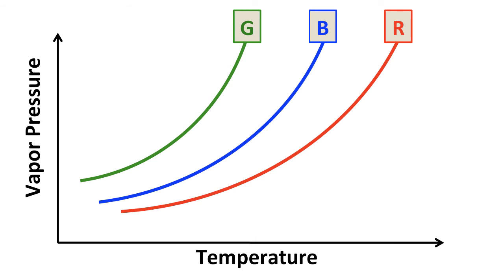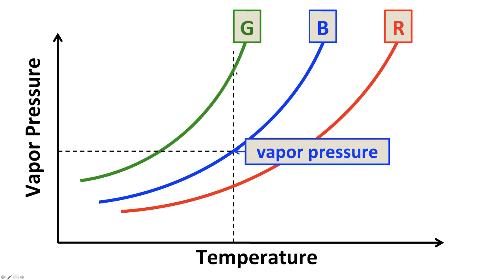Now, conversely, if we look at things from the perspective not of boiling temperature, but just simply vapor pressure, if we pick any temperature we'd like, so here I arbitrarily picked this particular temperature, and we see what the vapor pressure is at that temperature for substance R, substance B, and substance G. Let's start with substance B, the one in the middle, and at this particular temperature, the vapor pressure of substance B is shown on the graph here.